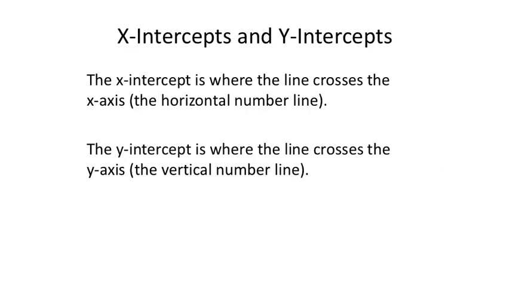So x and y intercepts. The x-intercept is where the line crosses the x-axis. That's the horizontal number line. And then the y-intercept is where the line crosses the y-axis. We'll need to keep in mind, on the assignment actually for the x-axis, it may not ask for the ordered pair because we may have to estimate some of those. But it will ask for the ordered pair on the y-axis.